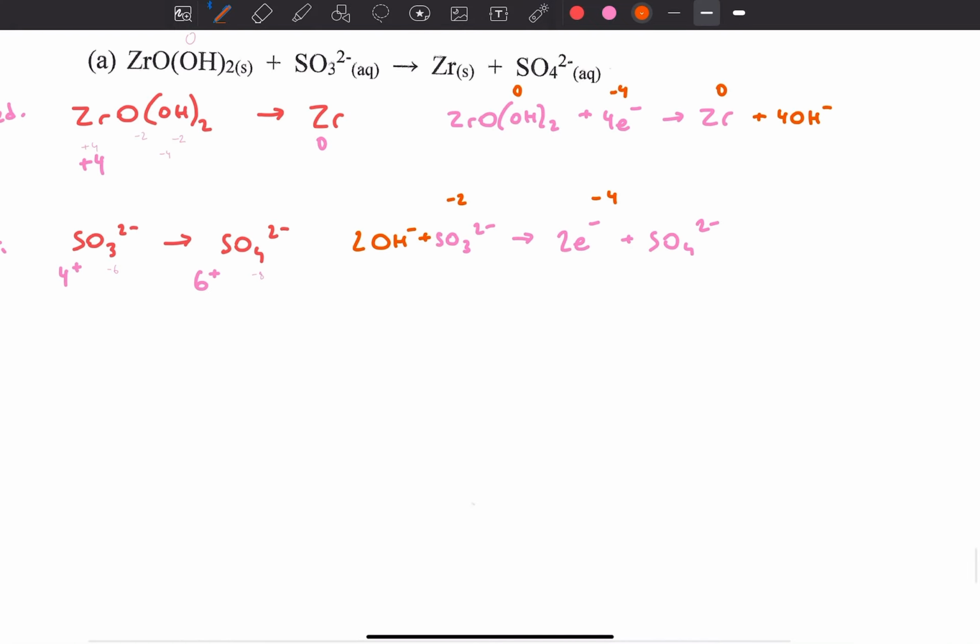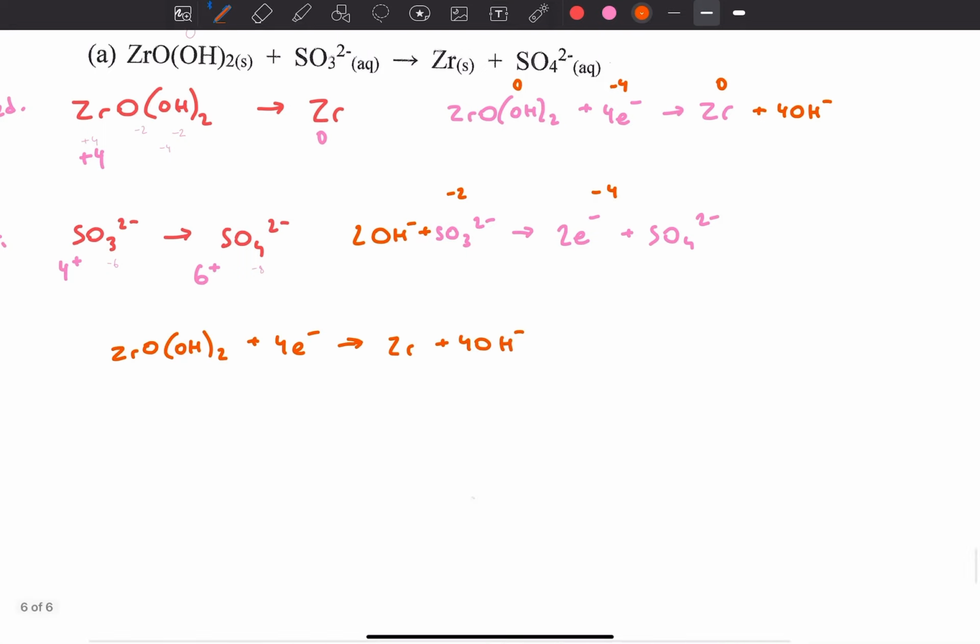So I'm going to rewrite these down here to be a little neater. We've got this Zr(OH)2 plus 4e- turns into Zr plus 4OH-. And we have 4 hydrogens on this right-hand side, but only 2 hydrogens on the left-hand side. So we need to add 1 H2O to this side. So I'm going to do it in pink. We're going to do H2O to this side.